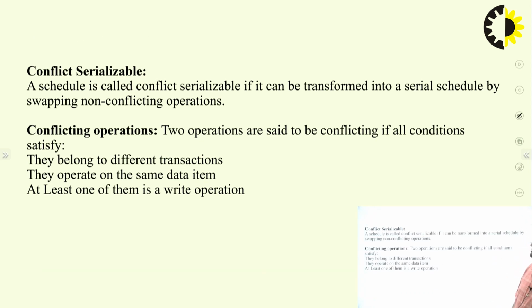A schedule is called conflict serializable if it can be transformed into a serial schedule by swapping non-conflicting operations. So, what are conflicting statements and what are non-conflicting statements? Conflicting statements are, as we have discussed, like if one transaction is reading a data item B and another one is writing a data item B, then these are the conflicting statements.